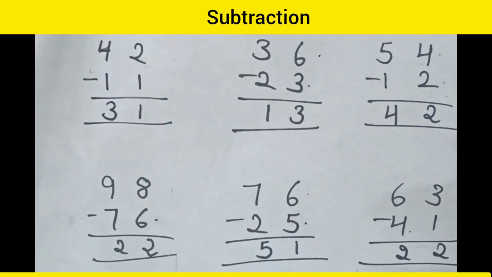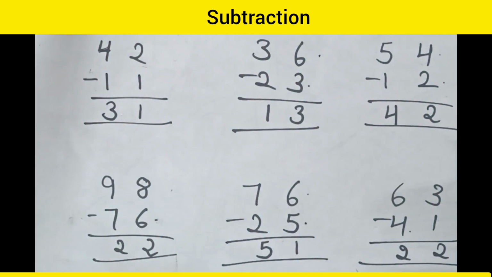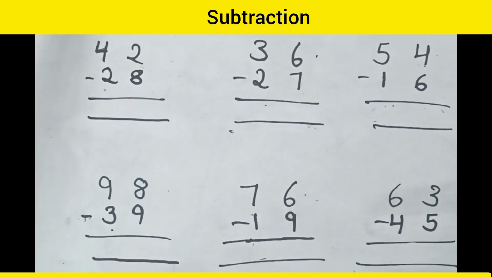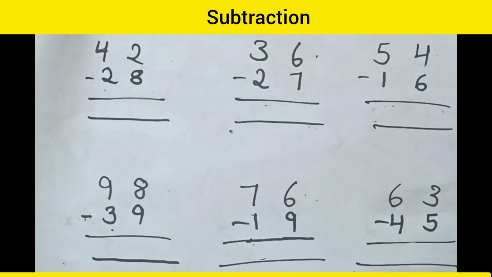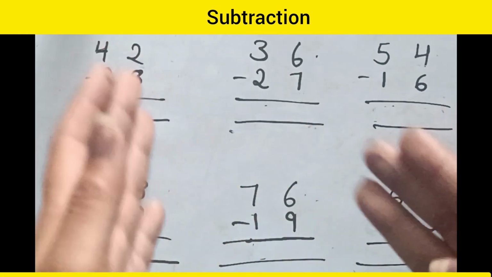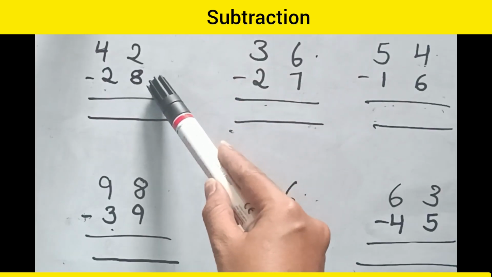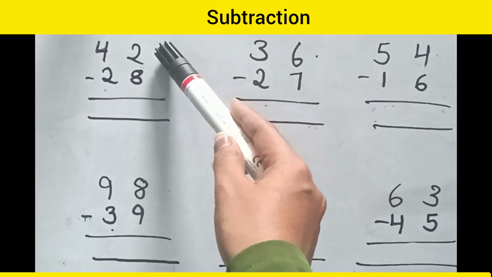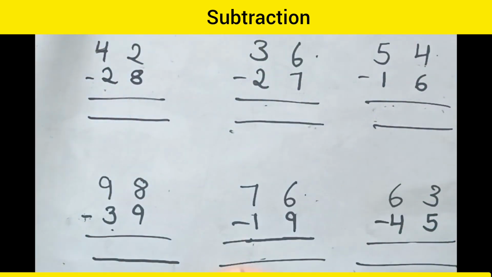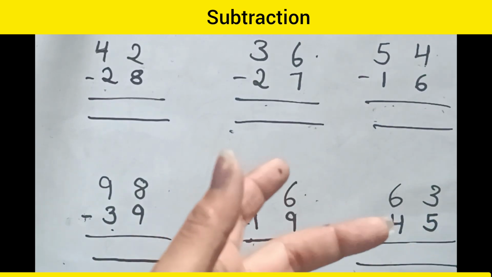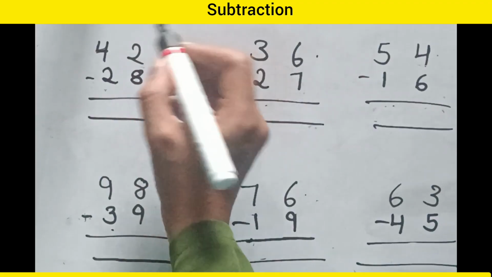Our next question, now let's move on to the next part, subtraction with borrowing. Now in this question, what to do? We have to borrow. In this question, we have to borrow a number, because 2 is smaller than 8. If you have 2 rupees and you want to buy an 8 rupee thing, then what to do? You have to borrow from your friend or your colleague or anyone. So here also 2 will borrow from 4.